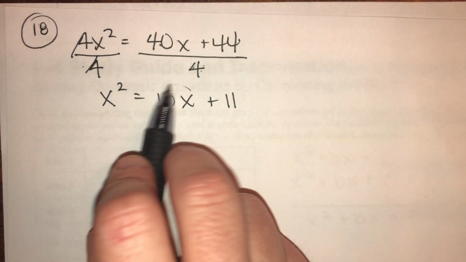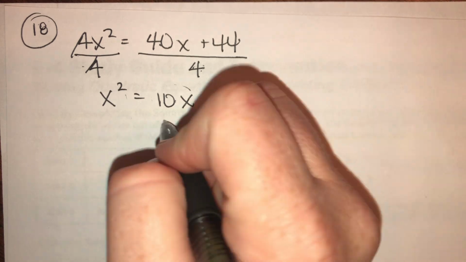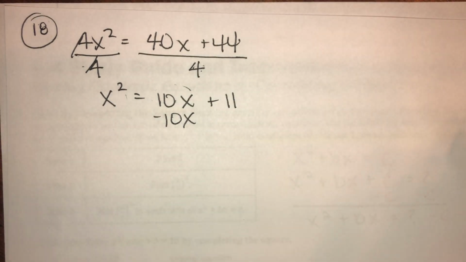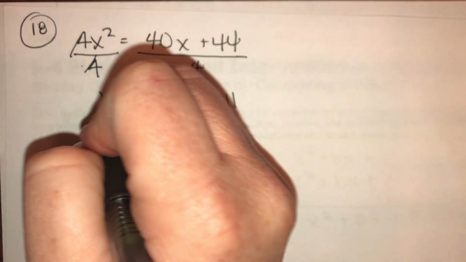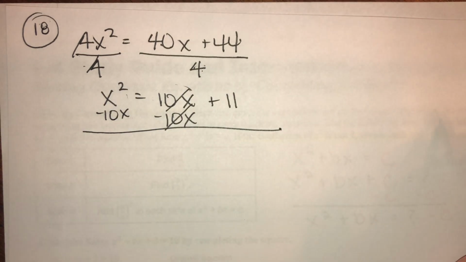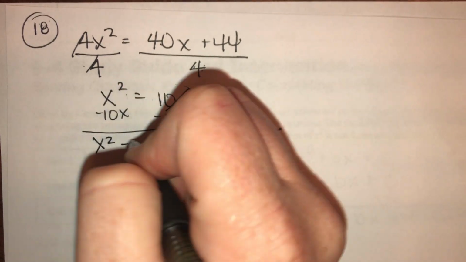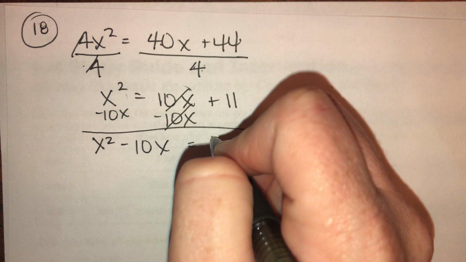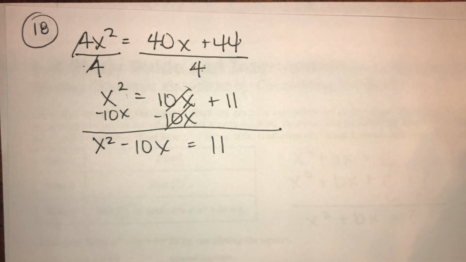Next thing I want to do is move this term over here. So I'm going to subtract 10x to get rid of it. And I got to do the same thing here. So I've got x squared minus 10x equals 11. Fantastic, that's what I want.